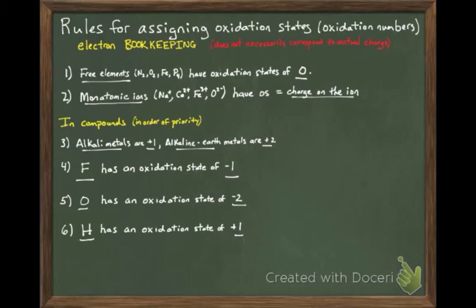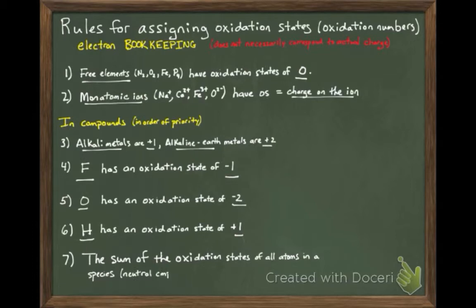And then finally, for assigning oxidation states of all the other elements in a compound, we use this last rule, which is the sum of the oxidation states of all atoms in a particular species, and this includes neutral compounds and polyatomic ions. The sum of the oxidation states must equal the net charge on the species.